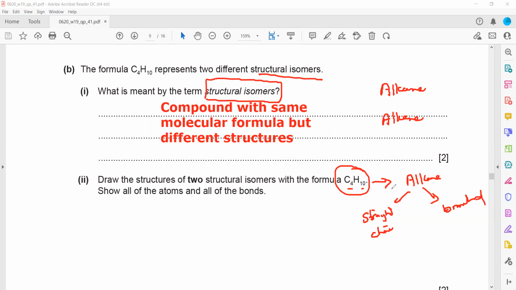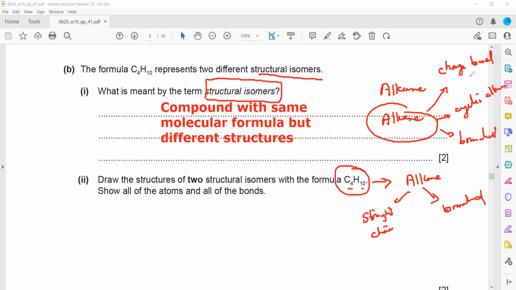Whenever we are drawing the isomers of an alkane, the first one will be a straight chain and the second one is a branch. But when we are drawing the isomers of an alkene, there are three possibilities. We can change the position of the double bond, we can make a cyclic alkane, or we can make a branched one. But as I advise, try to either change the position of the double bond or make a cyclic one, because sometimes you have to name the structures as well, and it will be difficult to name a branched alkene. So here we have to draw structures and show all the bonds. So first, 4 carbon atoms in a straight chain.